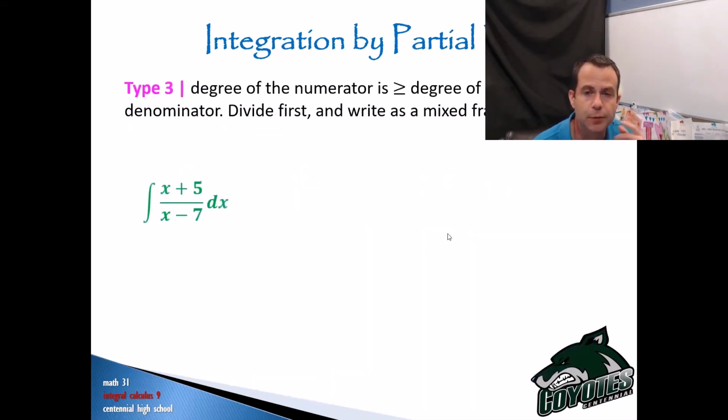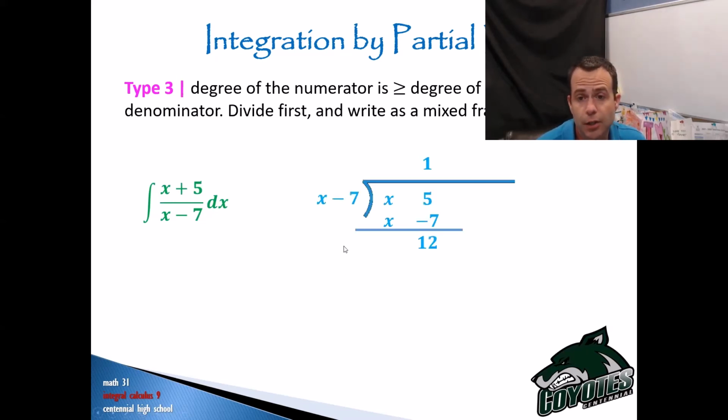Type 3 is when the degree of the numerator is larger. Now, when we do that, the way we split them up into two parts is we just do long division, like I started with at the beginning. So I've got x plus 5 over x minus 7. I'm physically just going to do that long division. x minus 7 on the outside, x plus 5 on the inside. Okay, I have a 1 on the top. 1 times x minus 7 is x minus 7, and that leaves me with a remainder of 12.